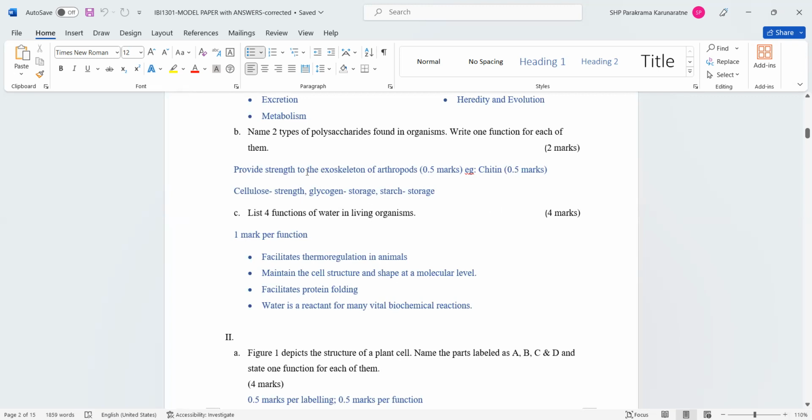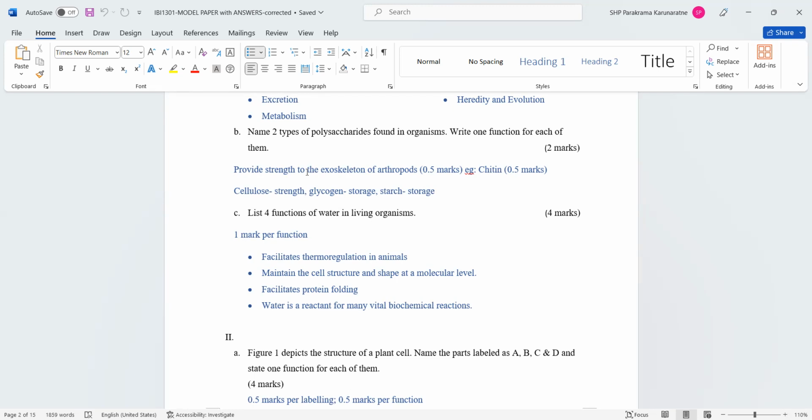Likewise, if you are asked to name proteins, name 2 types of proteins, or nucleic acids, DNA and RNA and all those things, you should be familiar. It is not difficult. Then the next question C is list 4 functions of water in living organisms.